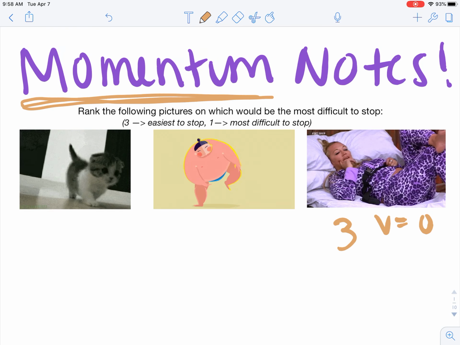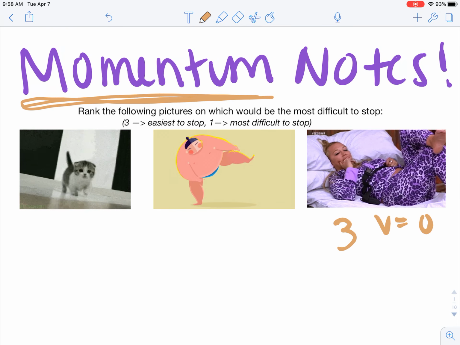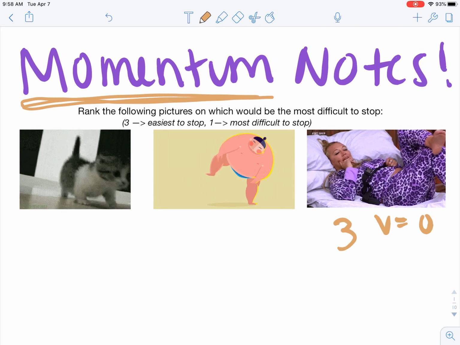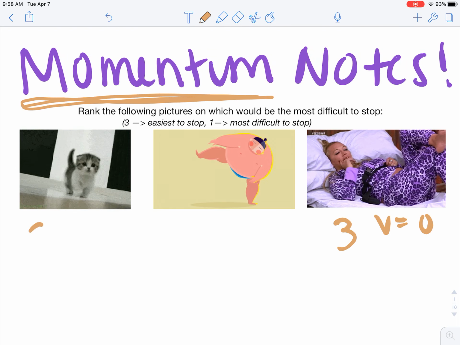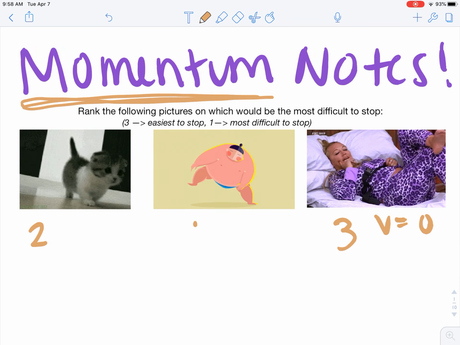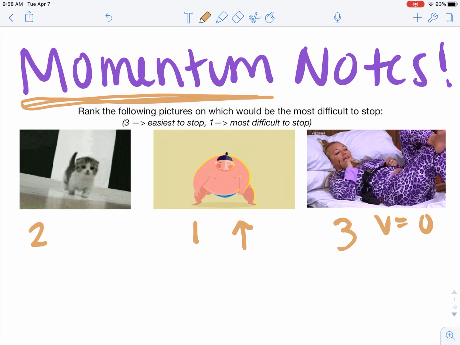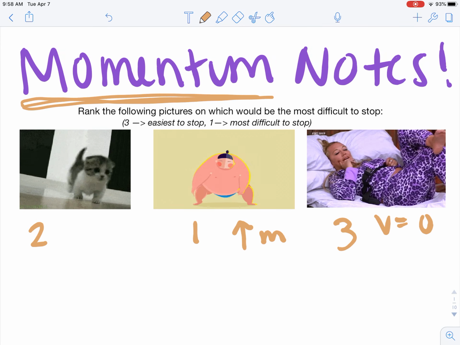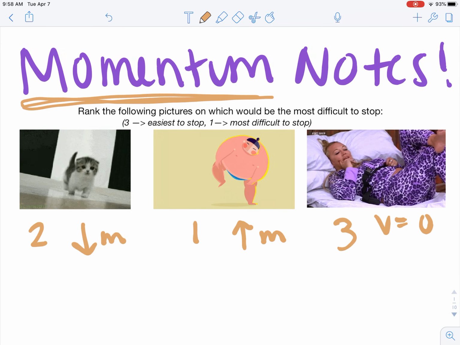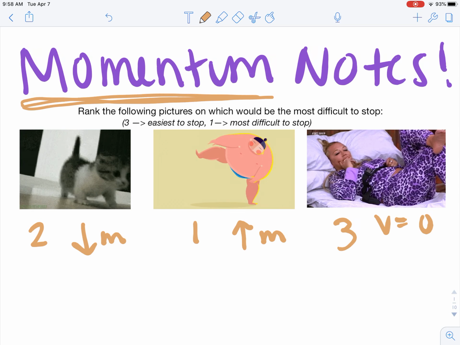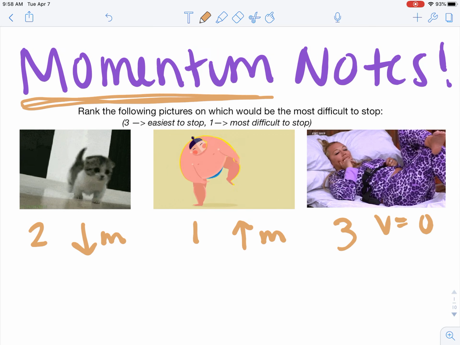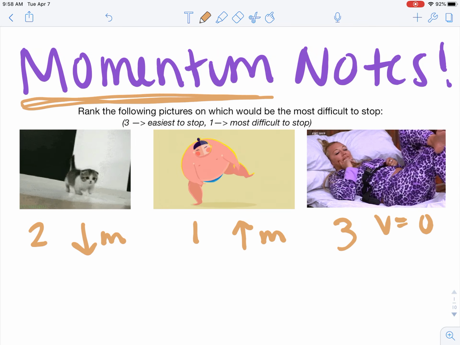However, these other two examples are both moving. Which of these would be the most difficult to bring to a stop? I would say the kitten would be much easier to bring to a stop than the sumo wrestler, because the sumo wrestler is way bigger in size than the kitten. The sumo wrestler is much harder to change or to stop because it's bigger.